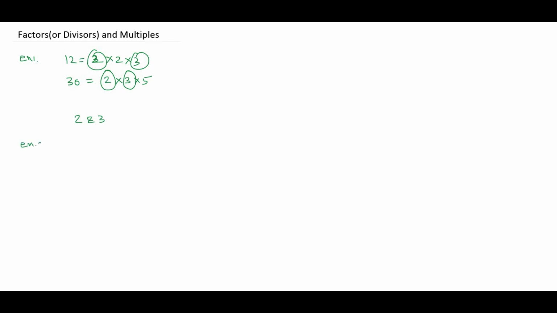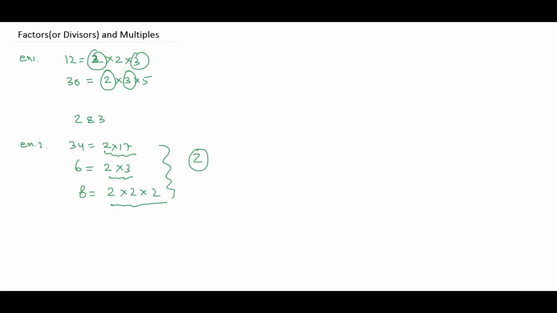Similarly, another example, example 2: 34 can be written as 2 into 17, 6 can be written as 2 into 3 and 8 can be written as 2 into 2 into 2. So their common factor is 2. 2 comes in every prime factored form, right?